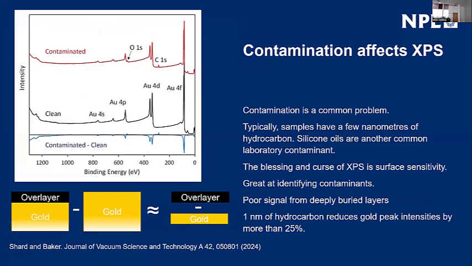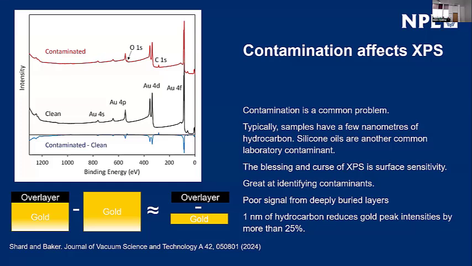And what I wanted to point out is that contamination is a problem in XPS, and it may not be an obvious problem. This is clean gold and contaminated gold. When you subtract one spectrum from the other, they're taken under exactly the same conditions. You can see you've lost 25% intensity in the gold peaks, and that's only with 1 nanometer of material sitting on the surface. So although they look similar, they're going to give you very different results.